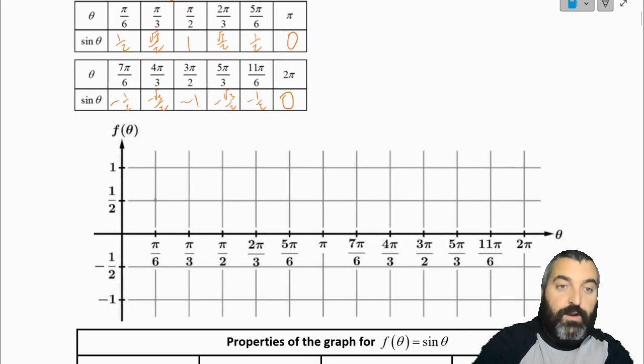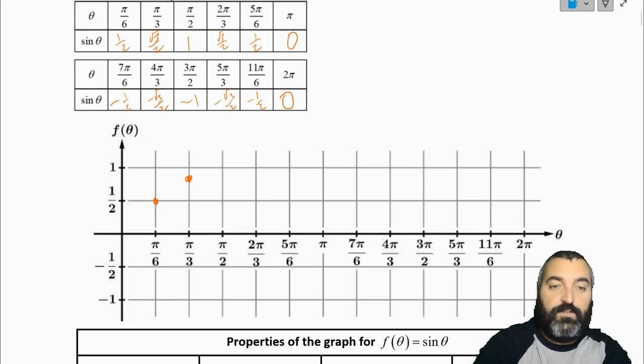So at pi over 6, we're at 1/2. Crazy, it's like it's scaled that way. At pi over 3, we're somewhere in between 1 and 1/2, so I'm going to estimate it there. At pi over 2, we're up at 1. At 2 pi over 3, we're at the same value as we were at pi over 3. At 5 pi over 6, we're at 1/2. At pi, we're at 0. At 7 pi over 6, we're at negative 1/2. At 4 pi over 3, negative 0.866, if you will. Then we're at negative 1. Coming back. Here we go.